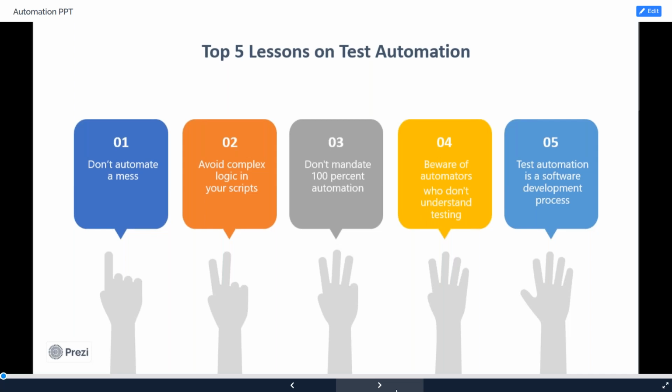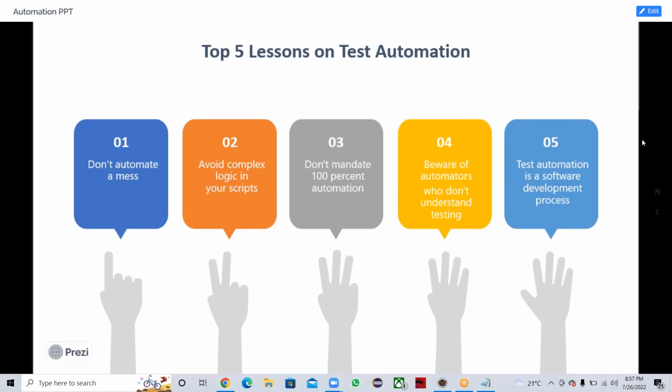Last and foremost, test automation is also a software development process. That means the same amount of time developers spend on building an application, a test automation engineer also takes, because test automation engineers are not as adept in coding as developers. So we always take our time to prepare the framework, build the suite and all that. Okay, clear?